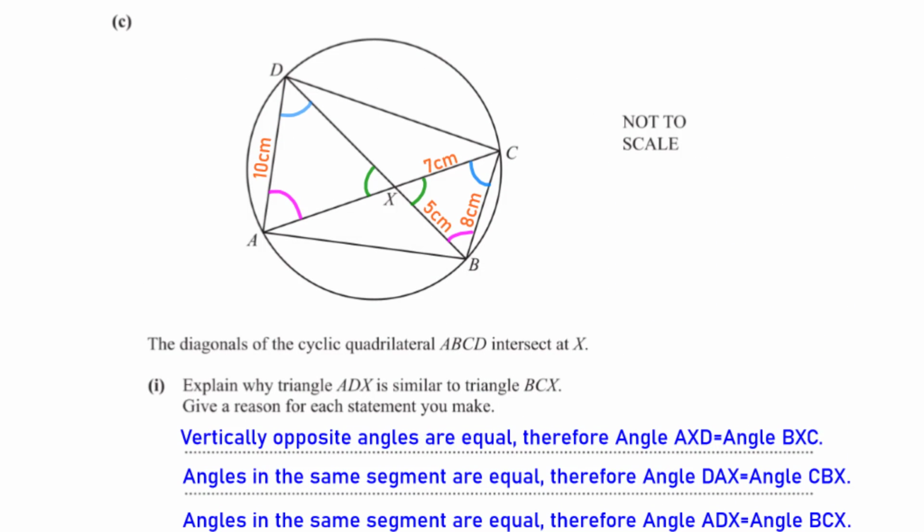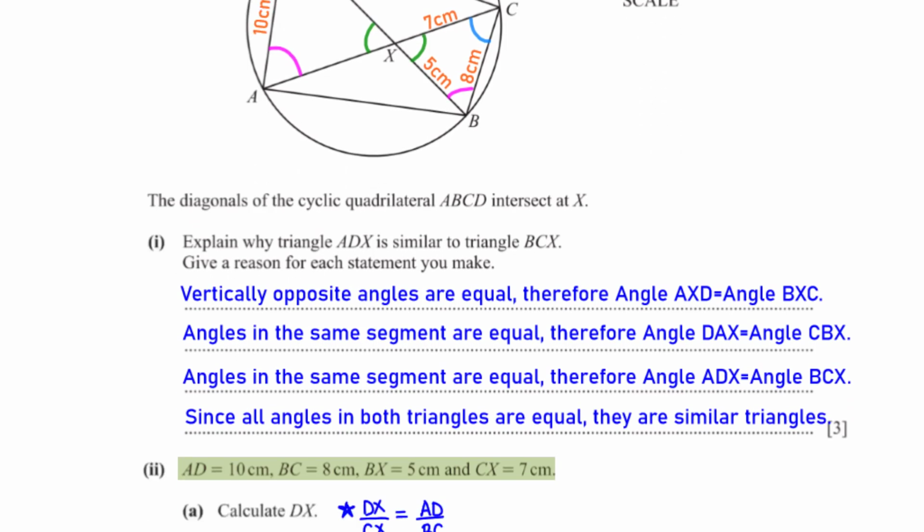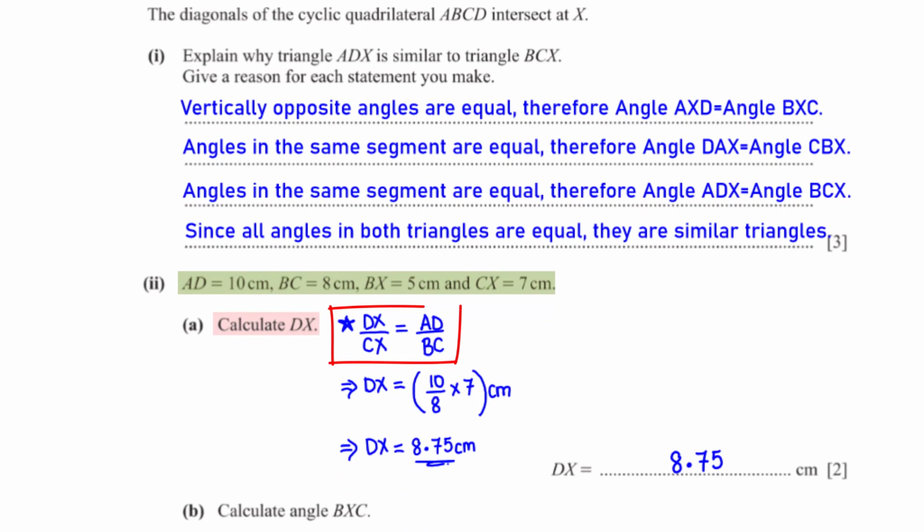AD is 10 centimeters, BC is 8 centimeters, BX is 5 centimeters, and CX is 7 centimeters. Calculate DX. We've shown that triangle ADX is similar to triangle BCX. This means that the ratio of their corresponding lengths are equal. So we have DX divided by CX equals AD divided by BC.